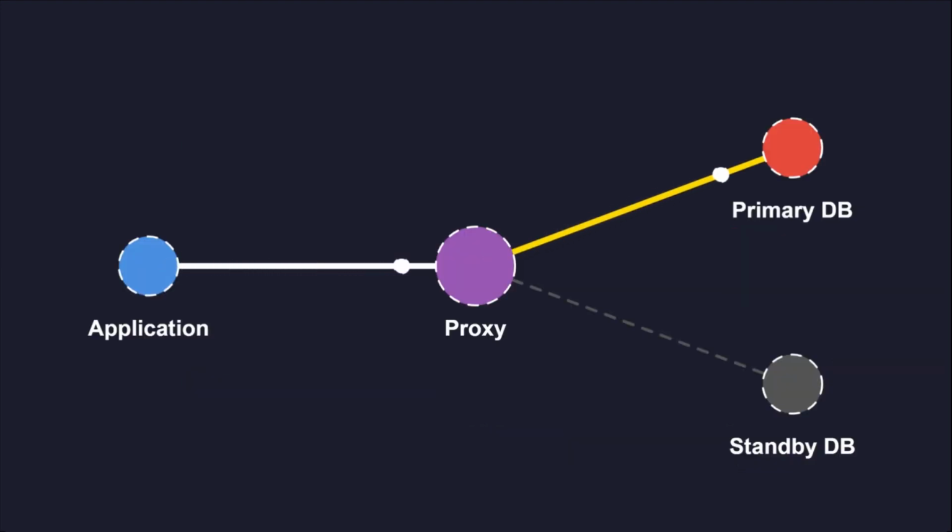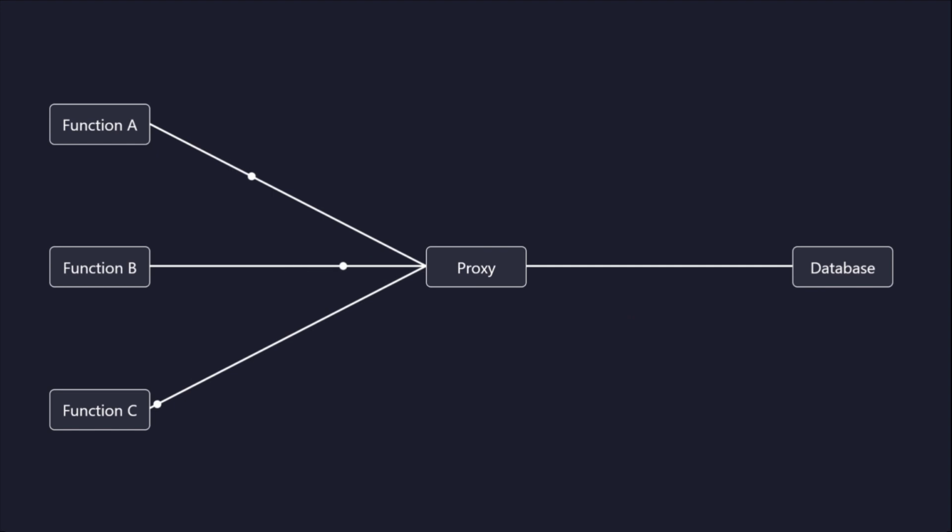The proxy automatically handles the setup and teardown of connections based on demand. It can also manage failover events by instantly rerouting your application traffic to a standby database instance without requiring you to change any connection strings in your deployment code.